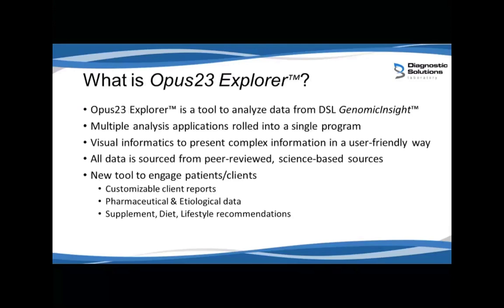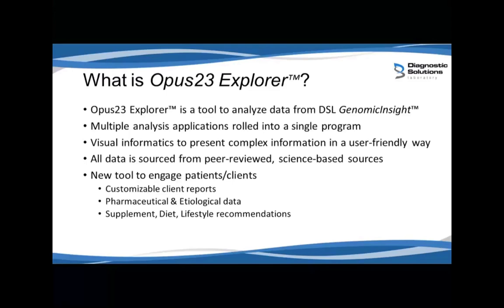So let's get into some more of the specifics now. So what exactly is Opus 23 Explorer? Opus 23 Explorer is a tool to analyze data from the DSL Genomic Insight test. This test is a SNP test, and so it's testing for thousands of different SNPs that are possible in your patients. And then it comes back and we're looking at exactly how these SNPs make someone differ from another. And then Opus 23 Explorer is the tool that we use to analyze those SNPs.